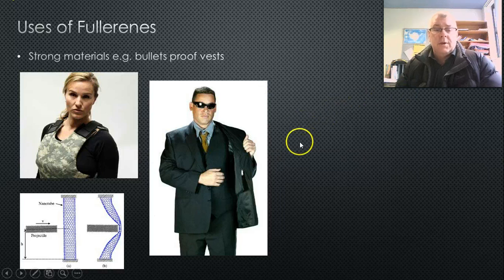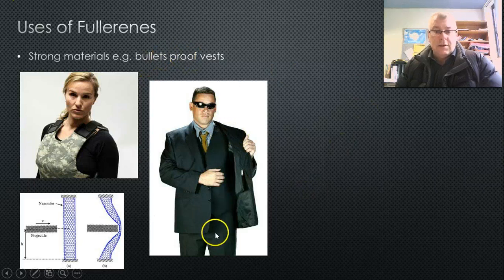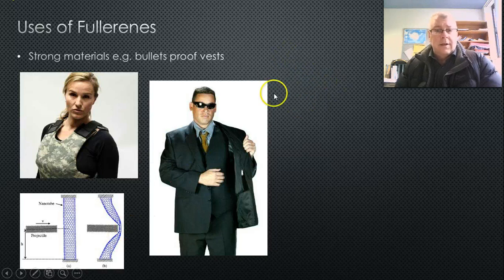Already, nanotubes are being used as strong materials, for example, bulletproof vests. This is a suit that is lined with it, much lighter than some of the other products that are being used. And you can see here why, because of the covalent bonds in the nanotube. They flex, but they also absorb a lot of the energy. Clearly, if you're modelling this sort of stuff, you've either got to look deadly serious or wear sunglasses.